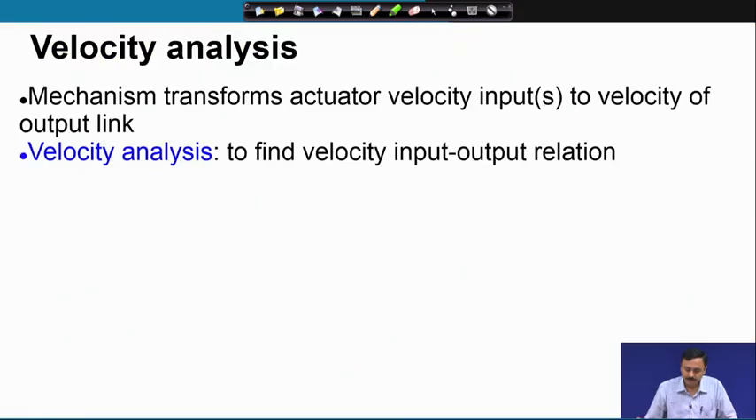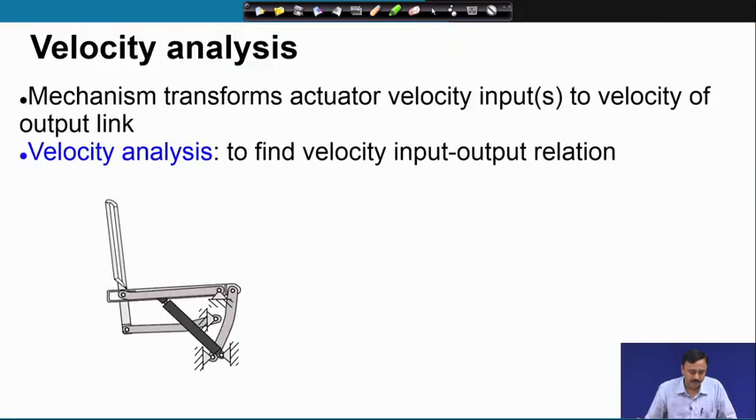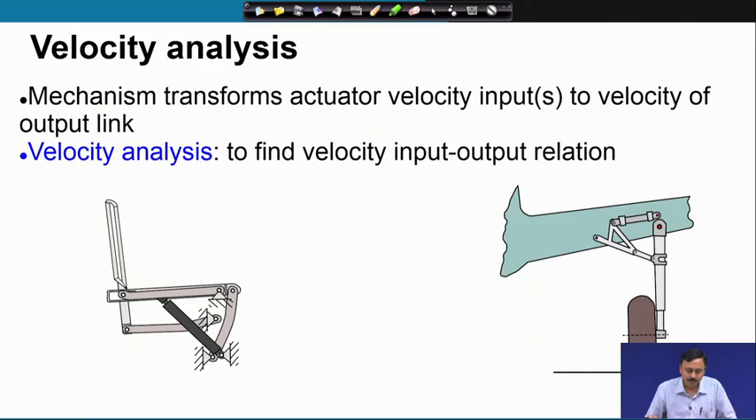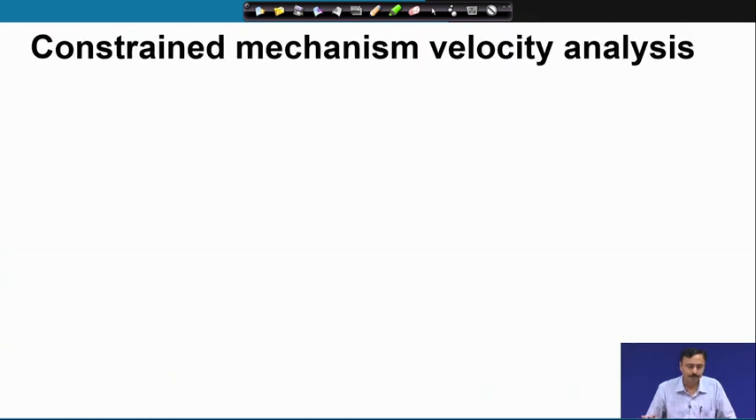So, we have looked at the velocity analysis problem. As you know, a mechanism transforms actuator velocity inputs to velocity of the output link, and the velocity analysis problem is to find out the velocity input output relations, and we have discussed these examples before.